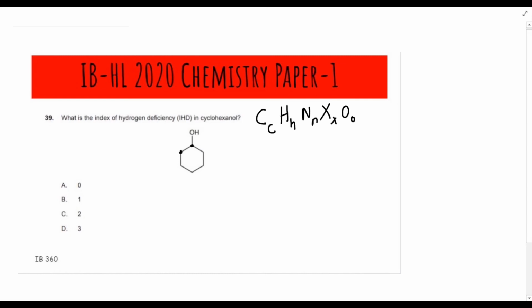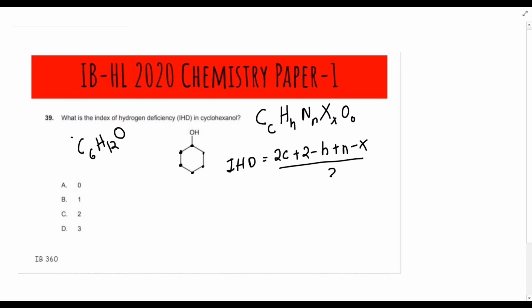So here if we try to convert this to this similar equation, so we get C6, hydrogen is 12. So this is the formula. Now for this IHD, we have a direct formula. That is 2 times C plus 2 minus H plus N minus X divided by 2. Okay. Now as there is no nitrogen and halogen in this compound, these two things would be 0. C is basically 6 here. So 2 times 6 plus 2, hydrogen is 12. So H is minus 12 by 2. So upon cancelling, we see that IHD comes out to be as 1. So option B is the correct answer to 39.